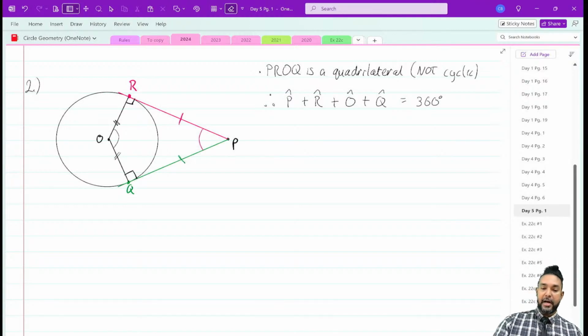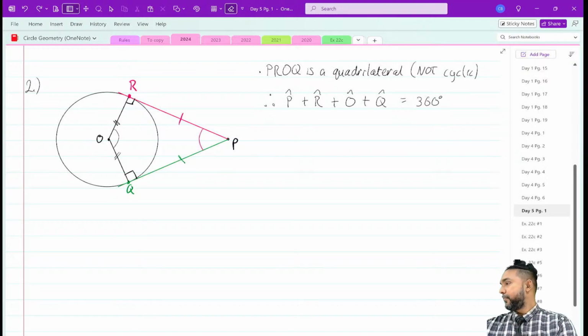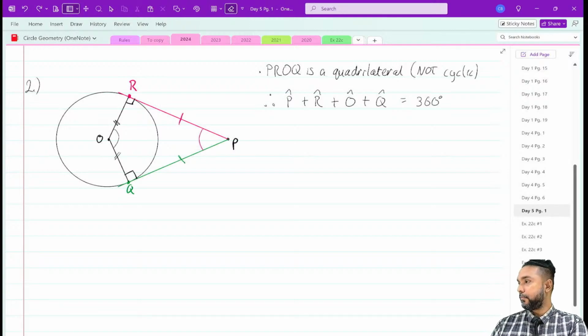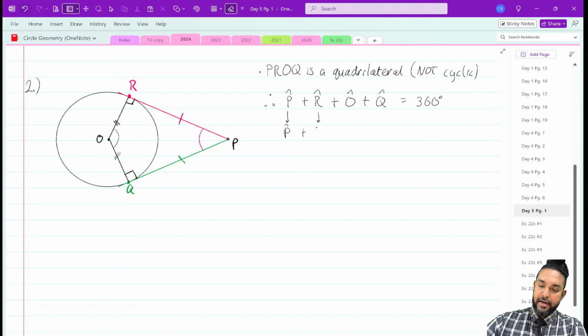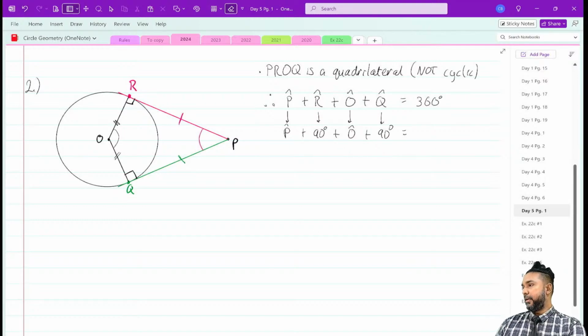Now, what do we know about angle R and angle Q? They are each 90, well, there are no right-angled triangles, we have a quadrilateral, but they are right angles, so that's correct. All right, cool. So we don't know what angle P is right now, but we know the angle at R is 90 degrees because it's the angle between a tangent and a radius. Angle O is at the center of the circle. We don't know what its magnitude is, but we know angle Q is also 90 degrees. And the sum of those 4 angles is still 360.